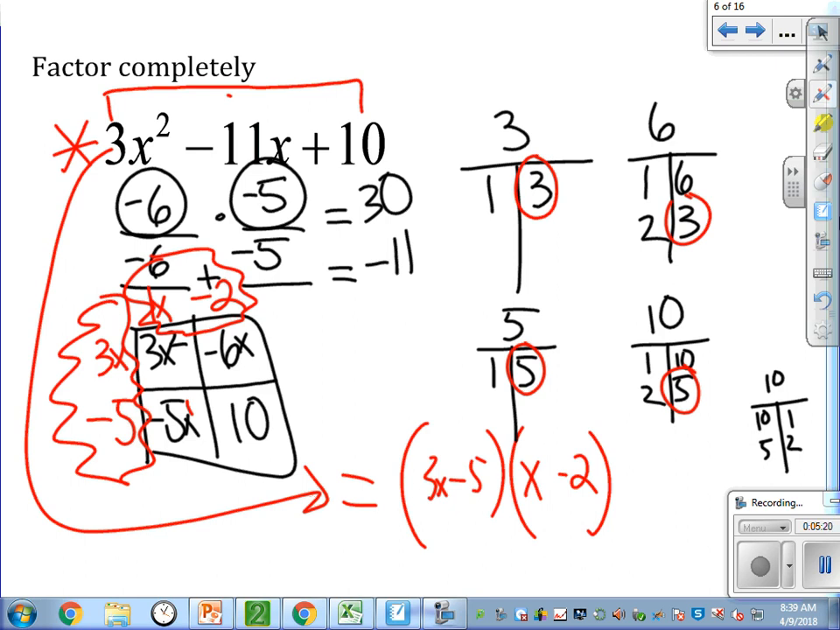Let's see. We did 5. Let me go back to that. All right. So that's why the GCF of this bottom row is 5. And then, of course, the reason why we put a negative there is because we take the sign of the neighbor. Our neighbor here is negative, so that means our GCF will be negative.